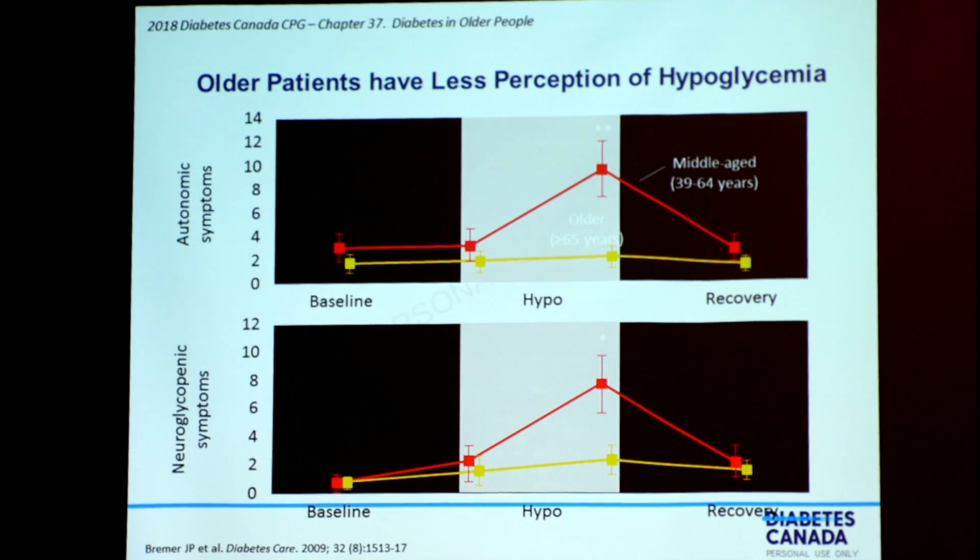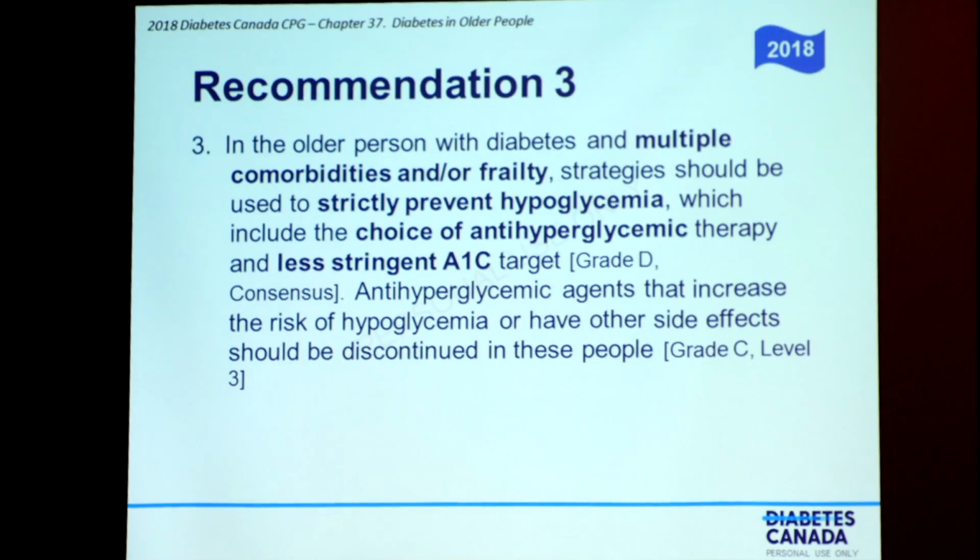One of the major differences in the older patient is the ability to perceive hypoglycemia, so that we have patients going to the lab who may have a blood sugar of 3.2 or 2.8, and they might have gotten in their car and driven home and they didn't even realize that they were hypoglycemic, as compared to a younger person who starts to get shaky and tremulous at 3.9. So being able to detect hypoglycemia and prevent it is even more important. The patients with diabetes and multiple comorbidities or frailty should be prioritized to choose agents which will not cause hypoglycemia or to choose a less stringent A1C.